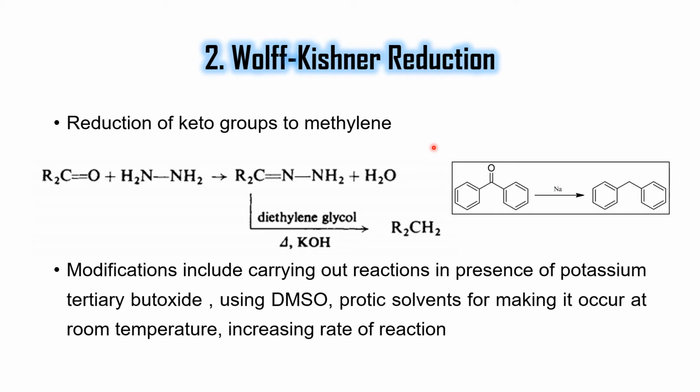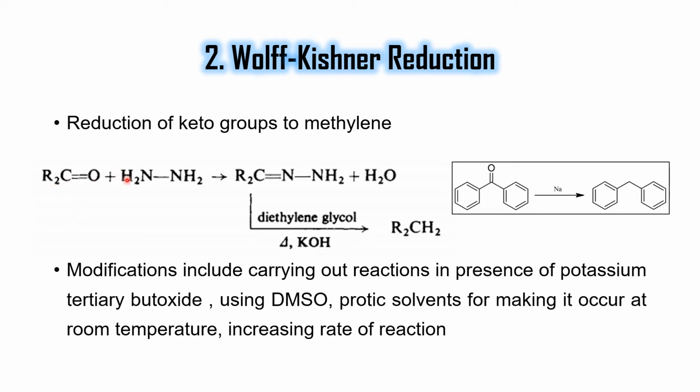So though benzophenone was intermediate in the earlier reaction, benzophenone is easily available as the starting material. So upon reduction of benzophenone, we have seen we can get diphenylmethane. So for reduction, now we need some agent. There are two popular reactions for reduction of ketone compounds into methylene. First reaction is Wolff-Kishner reduction. So this is famous for reduction of keto groups.